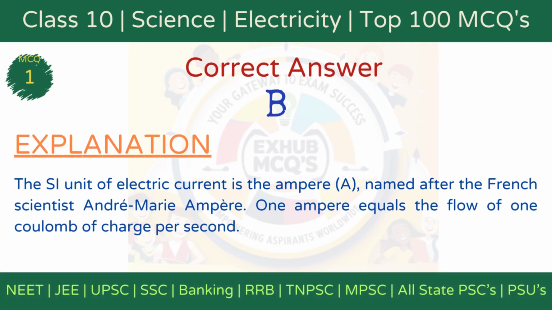The correct answer is option B, ampere. Explanation. The SI unit of electric current is the ampere, named after André-Marie Ampère. 1 ampere is equal to the flow of 1 coulomb of charge per second. This is a fundamental unit in the study of electricity.